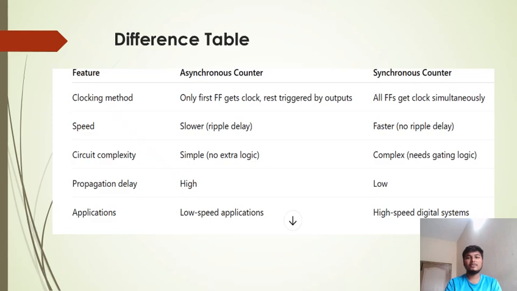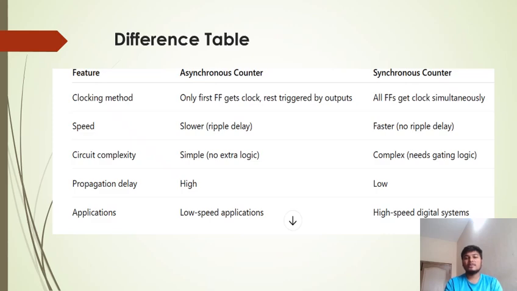Difference between asynchronous and synchronous counter. In the asynchronous counter, the clocking method is that only the first flip-flop has the external clock pulse, and the others have the previous output acting as the clock pulse. Synchronous has only one clock pulse for all flip-flops simultaneously, so it counts at the same time. The speed is lower for asynchronous because it has ripple delay. Synchronous doesn't have a ripple delay, so it is faster compared to the asynchronous counter.